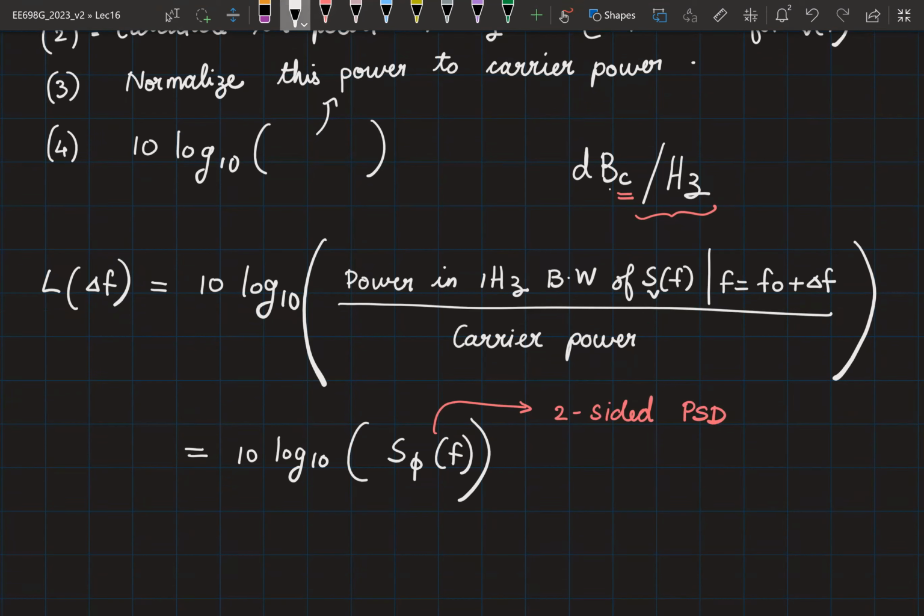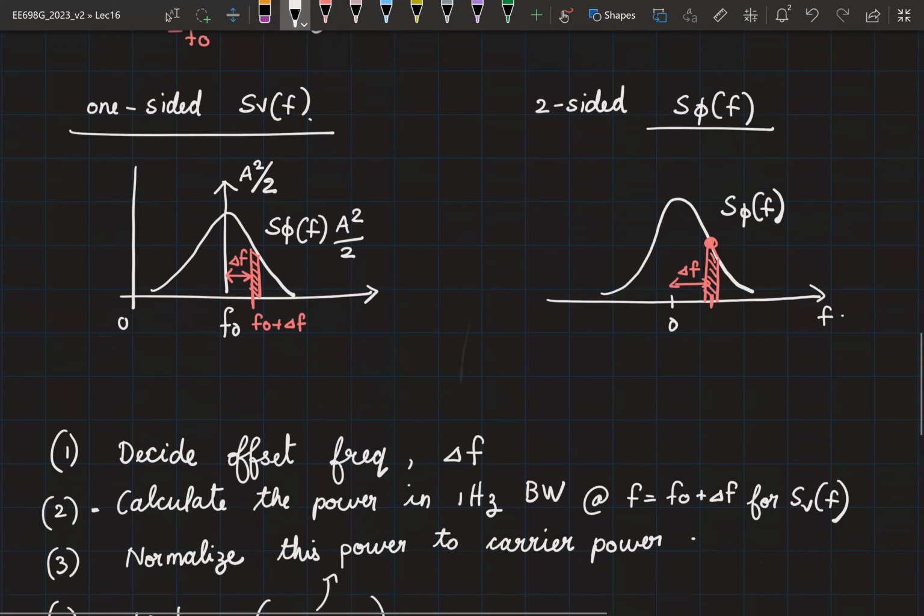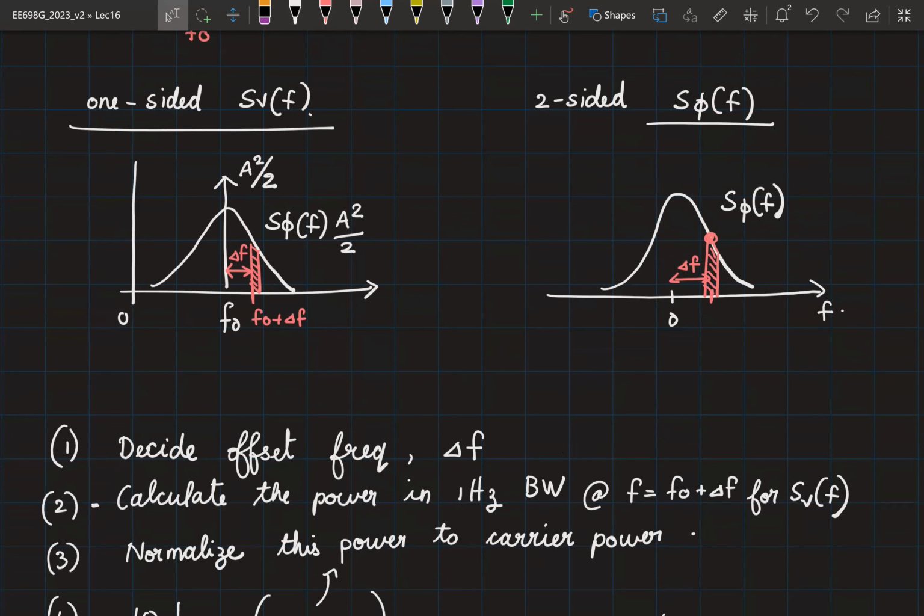Okay. And when we report L of f, we generally report it for positive values of offset frequency. And this is fine because the S phi of f is symmetric around 0. Okay. So take a minute and see if you have any confusions here.